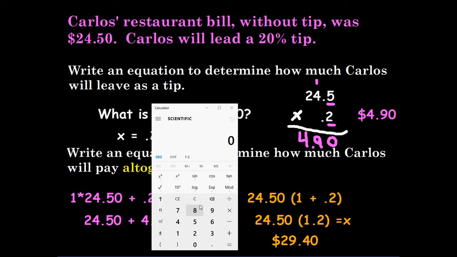We're actually going to check it to make sure everything worked out here. So I've got my $24.50, right? And I multiplied it times 1, which stands for 100%, and 2/10, which stands for 20%. And it equals 29 4/10, which does indeed match our $29.40.